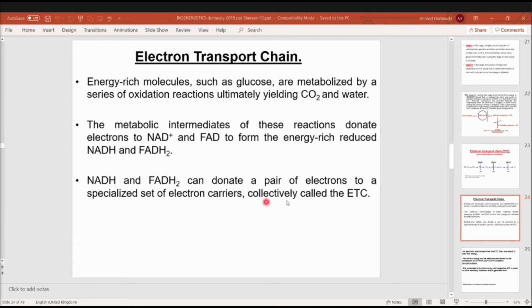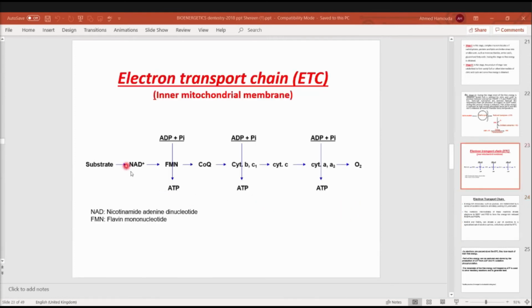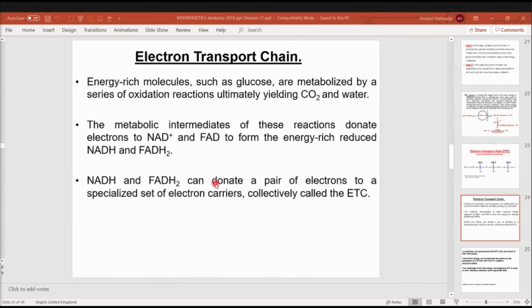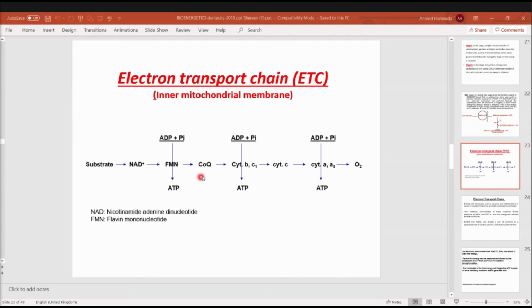So NAD and FAD can donate a pair of electrons to a specialized set of electron carriers, collectively called the ETC. So the NAD and FAD will give their electrons to what? Donate a pair of electrons means giving 2 electrons to a carrier. These are the carriers. We are going to talk about them. The electrons will go this way, and each time when it moves, it gives energy.